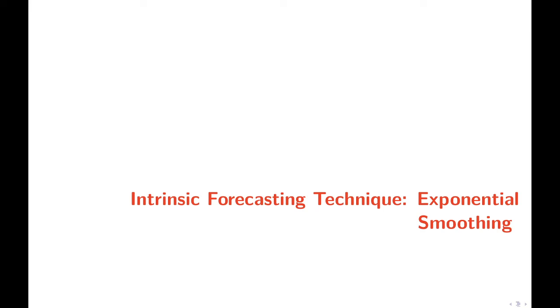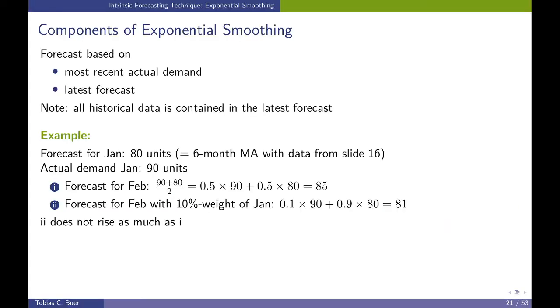The second forecasting technique that we want to look at is called exponential smoothing. In the moving average, our forecast was always based on the actual demand data. This changes in exponential smoothing. Here the forecast is based on the actual demand on the one hand, but on the other hand it is based on our latest forecast.